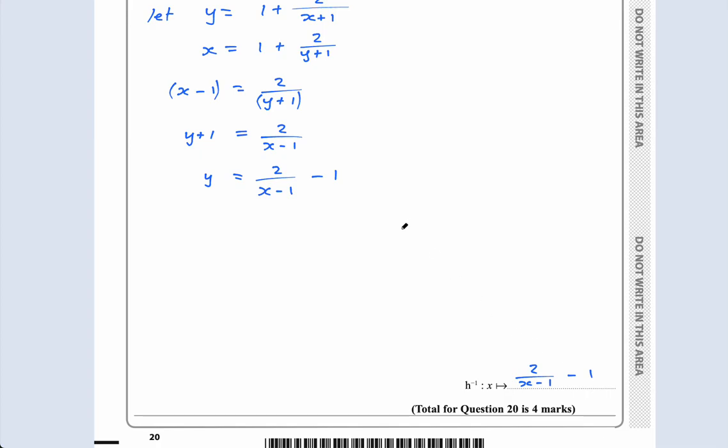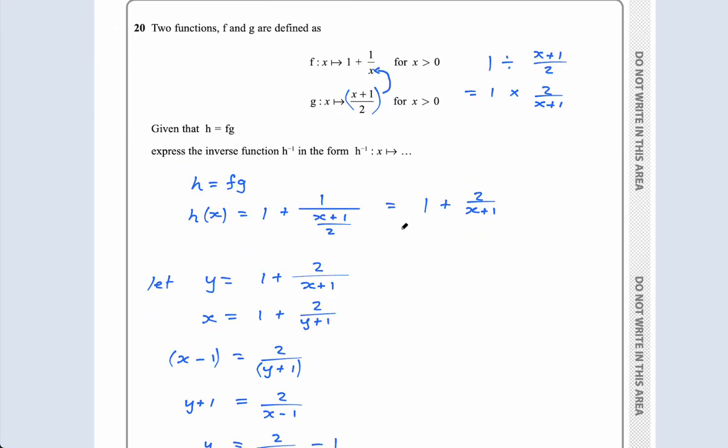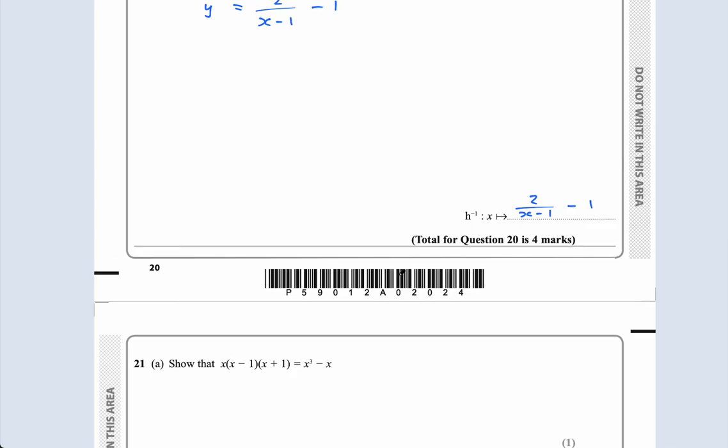But yeah, look, that's a hard question, guys. That's question 20. And there's a lot going on. There's composite functions, inverse functions, and difficult algebra. Okay.